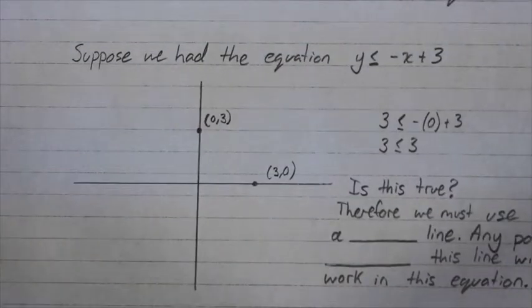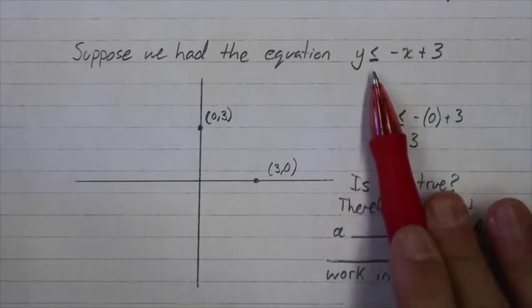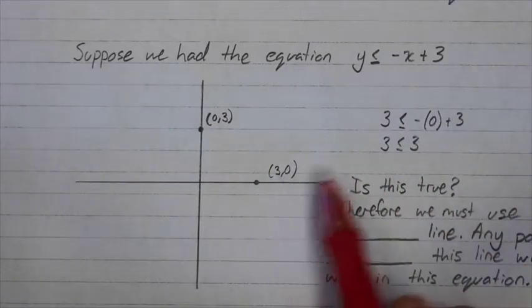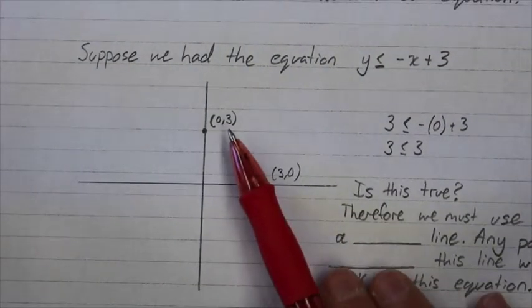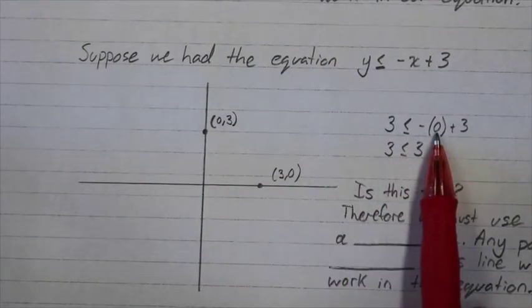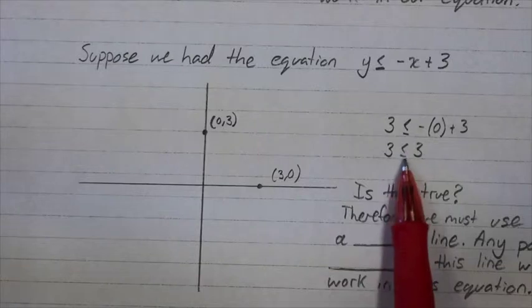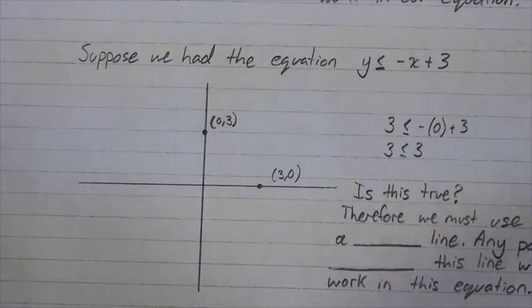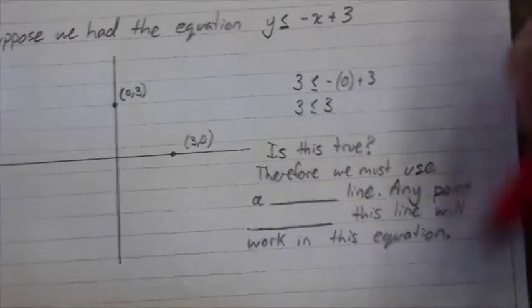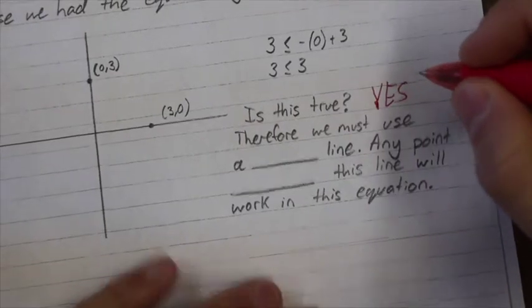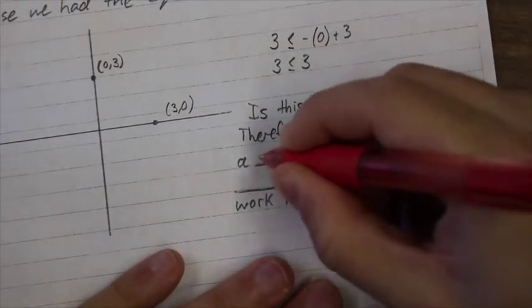Now, suppose we had a less than or equal to sign. Well, y is less than or equal to negative x plus 3. Let's try a point. We're just trying any point here. So I'm going to use this one here. So x is 0 and y is 3. Let's see what we get. 3 is less than or equal to 3. Is that true? Well, yes. It's certainly equal to 3. Therefore, we'll use a solid line.